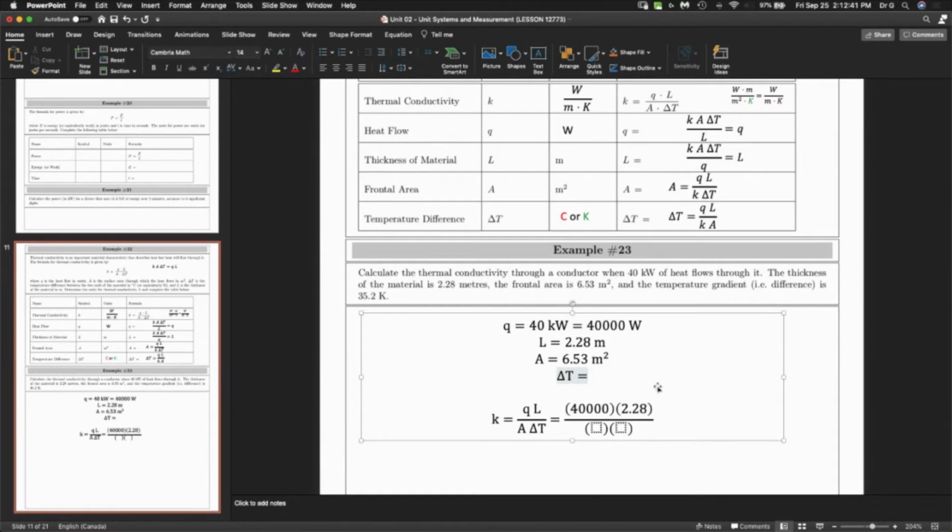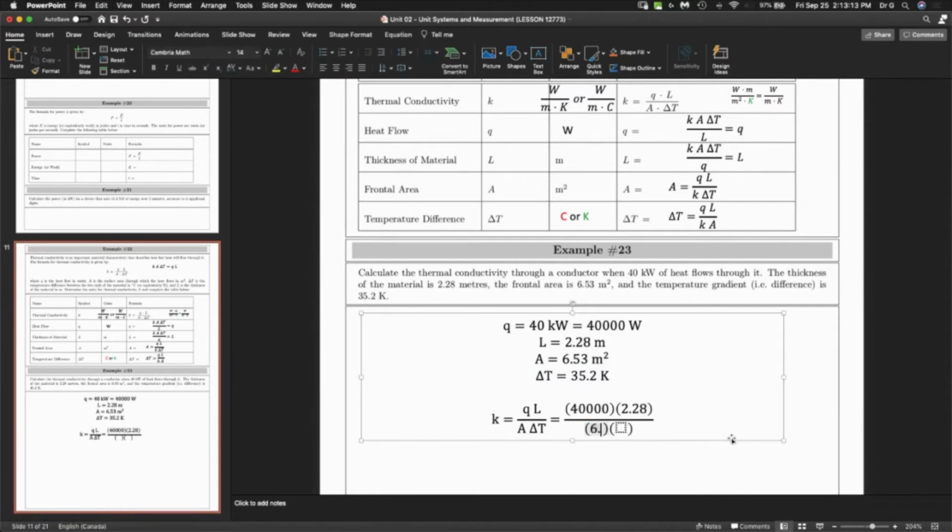Speaking of which, the temperature difference is 35.2 Kelvin. That just means that our value for K will be in kelvins up here. So we're going to have this answer. We could also have Celsius here. I forgot to write that earlier. I can't put the degree symbol. This program is very funny about putting the degree symbol, so you'll have to forgive me for that.